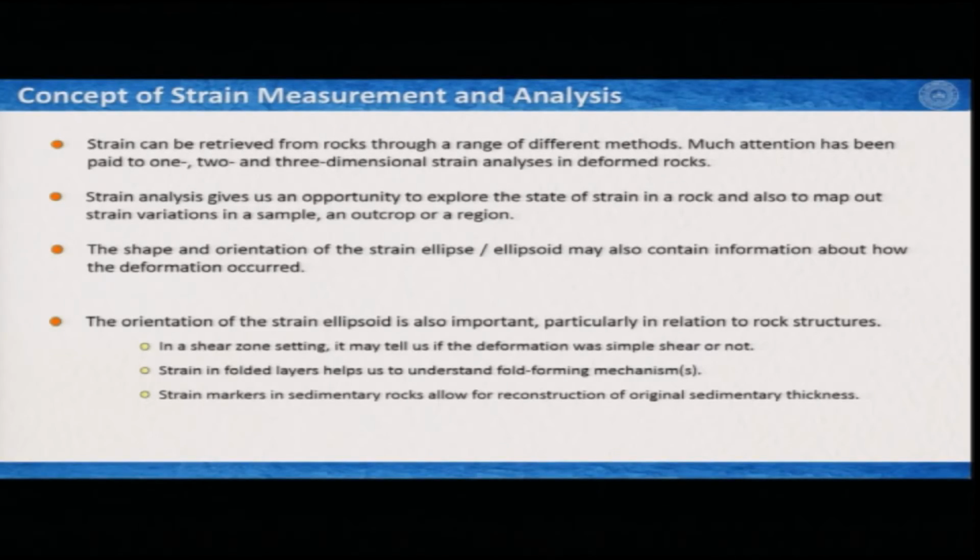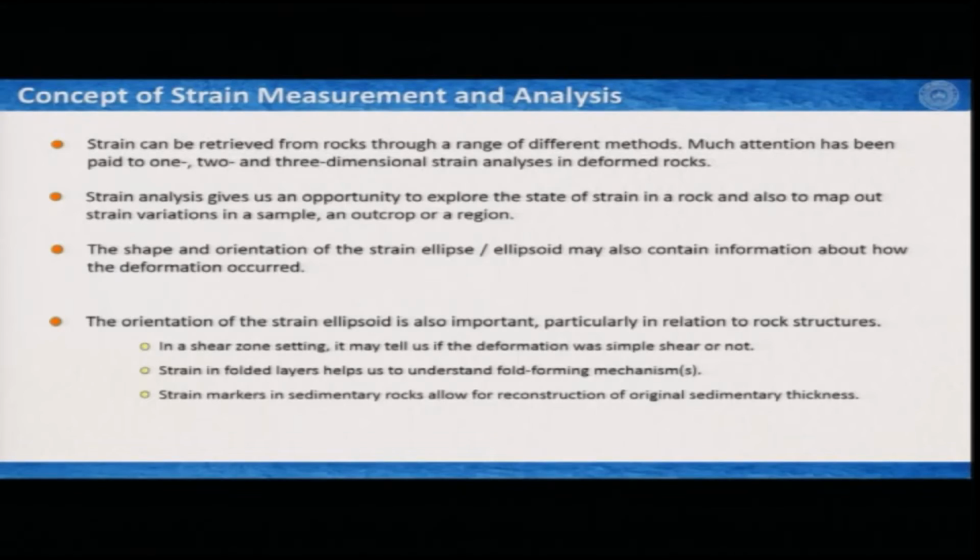The primary aim is of course the shape and the orientation of the strain ellipse and ellipsoid. This is what you need to figure out. In most cases we try to do that, and when you figure out the shape and orientation of the strain ellipse or ellipsoid, these also give you a lot of information about the overall deformation of the region.